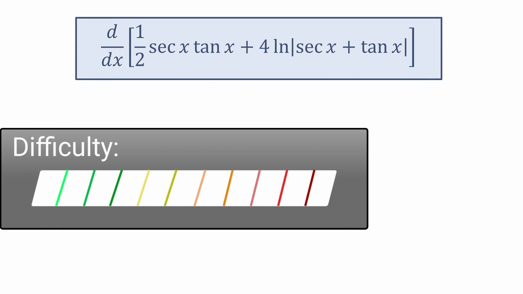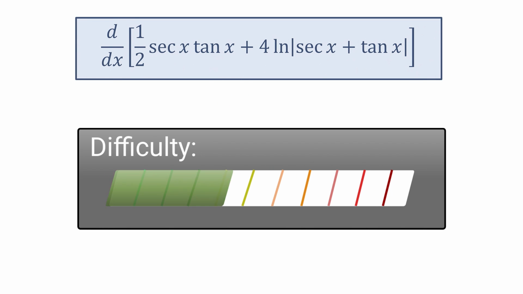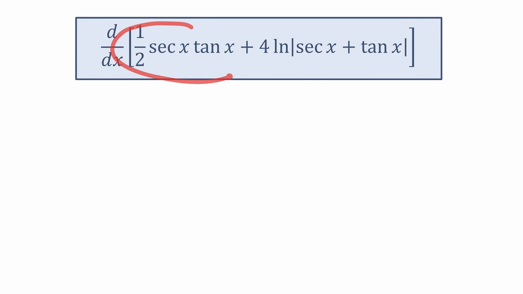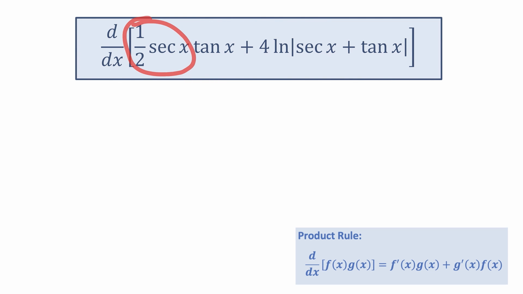Derivative number 9. I have 2 terms that I have to differentiate. Let's start by focusing on the derivative of the first term, which we'll need product rule for because it's a function of x times a function of x. I need to do the derivative of a half secant x, which is a half derivative of secant x is actually secant x tan x.